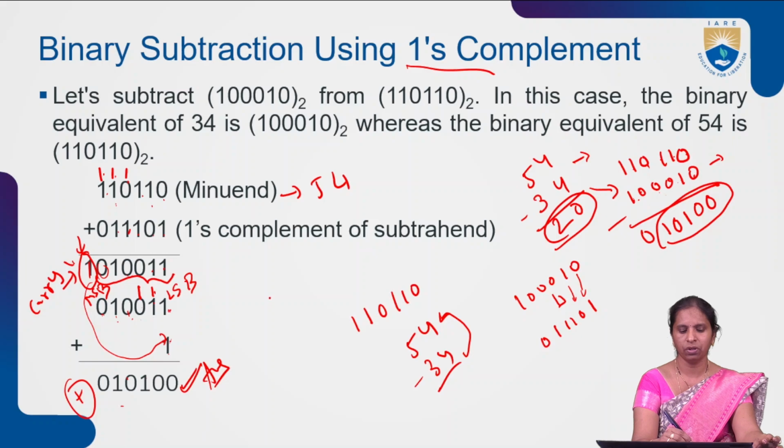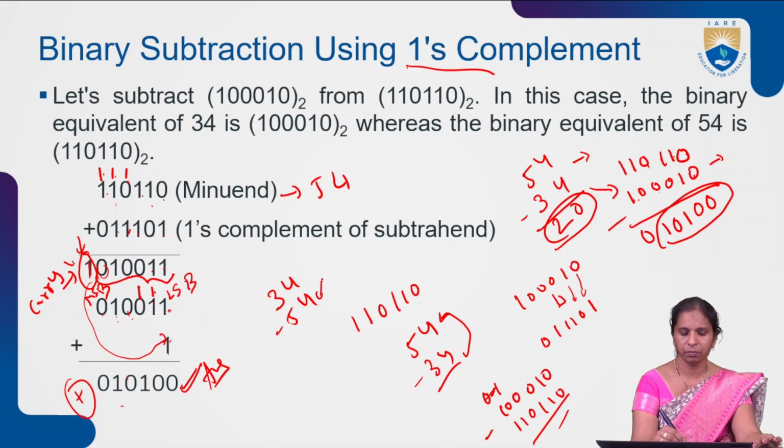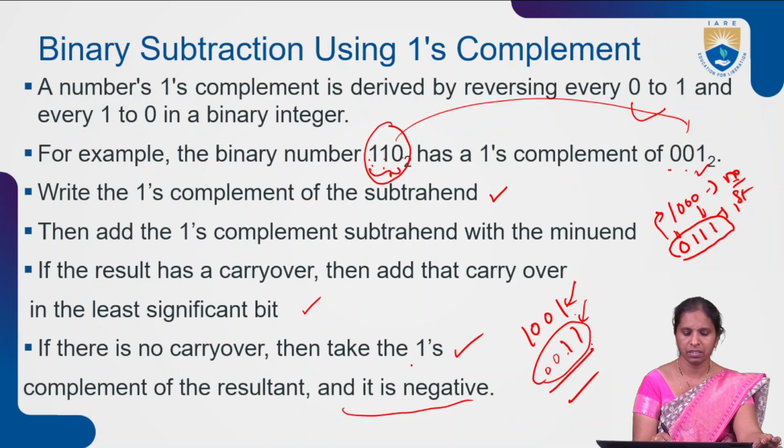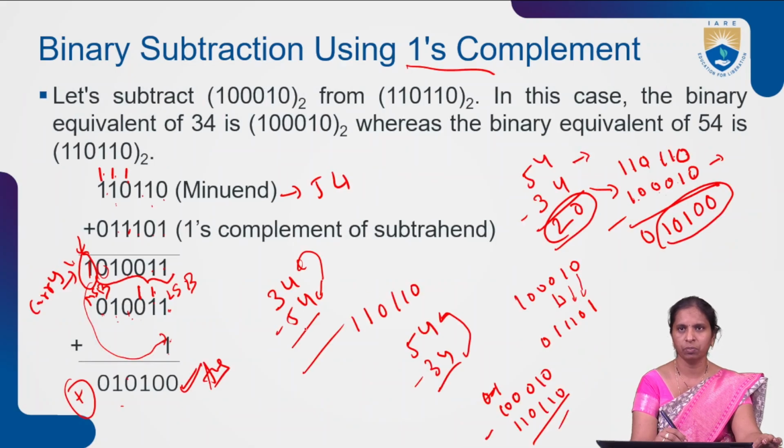The same thing if you want to perform like 34 minus 54. Similarly here, 34 is nothing but the binary number 100010, and you want to subtract from 54. Therefore 110110. Nothing but you are subtracting bigger number from the smaller number. Then you will not get any carry. Then what you have to do here, if you don't get any carry, then the answer is 1's complement of the result.